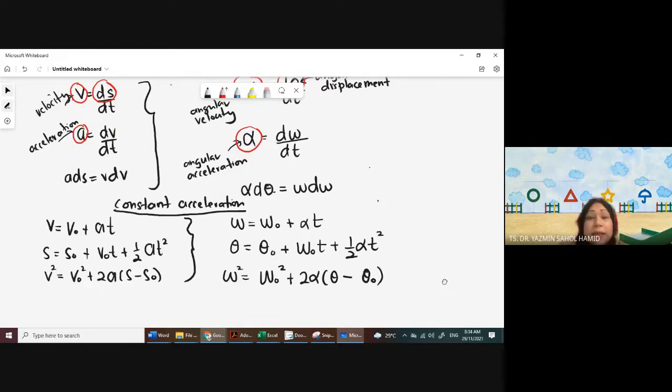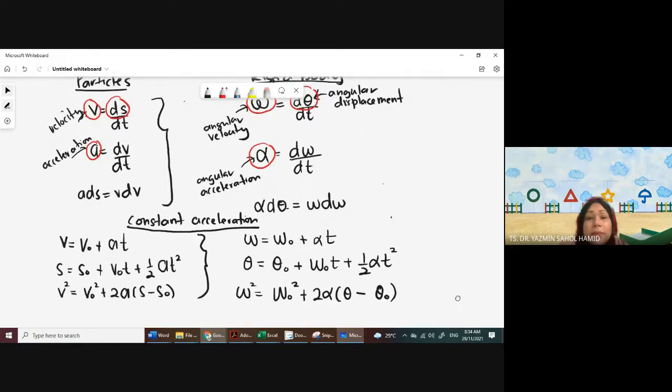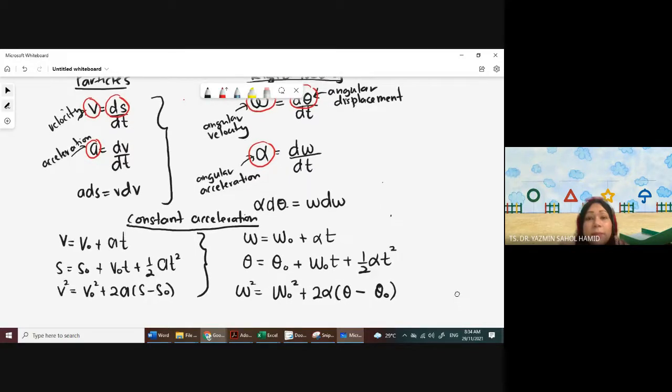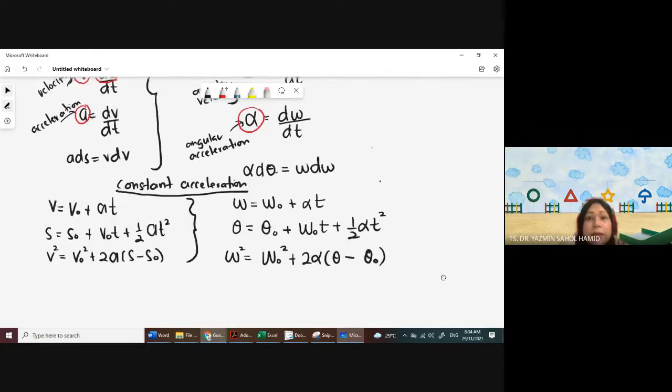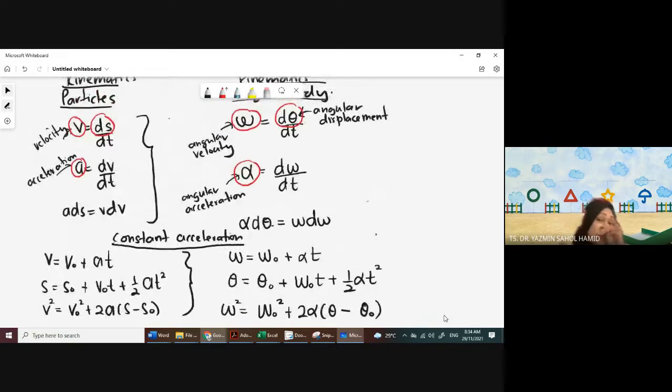Are you copying this, guys? Boleh tak? Boleh. Okay. All right. So these are not new formulas. It's the same formula, but it's just that the velocity now becomes angular velocity, ds now becomes angular displacement, and then acceleration now becomes angular acceleration. Okay. All right.